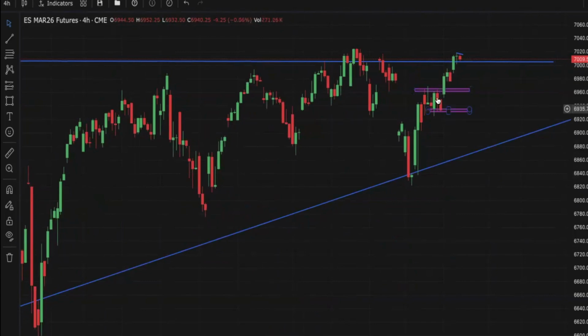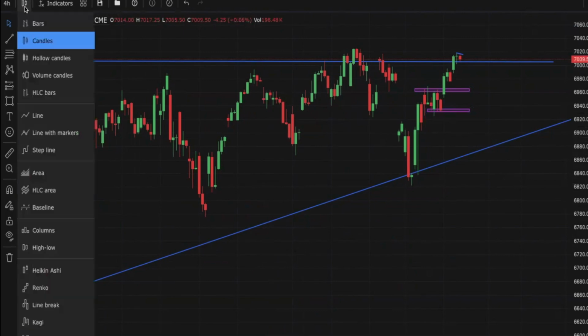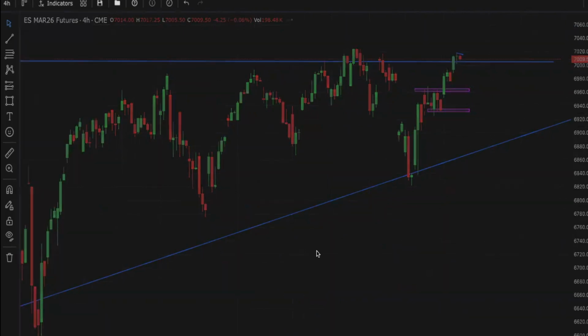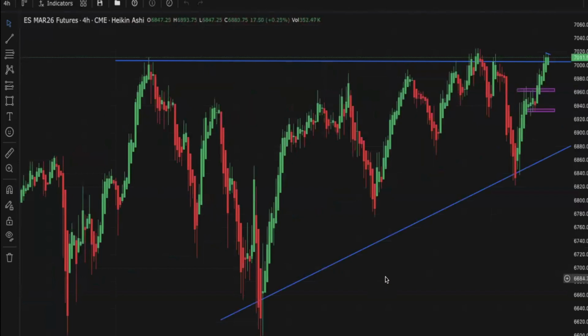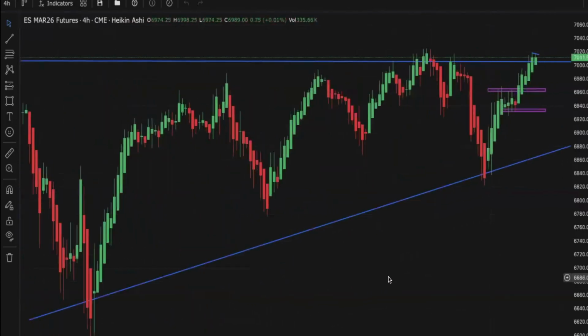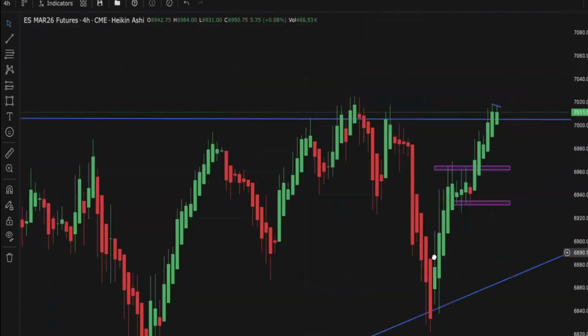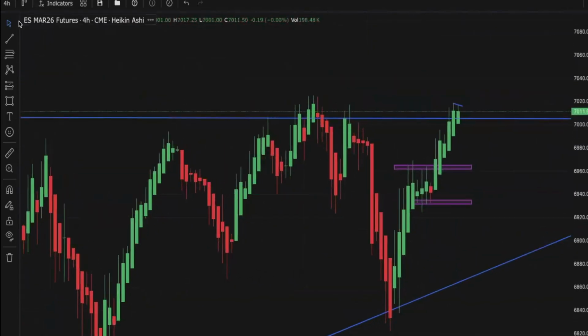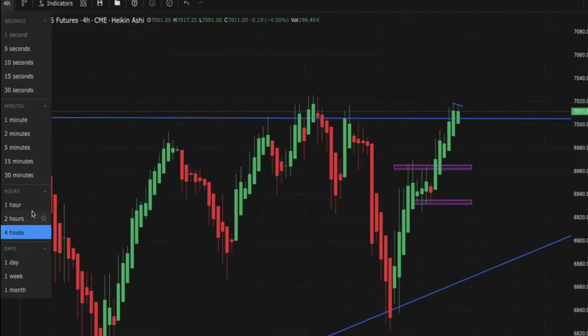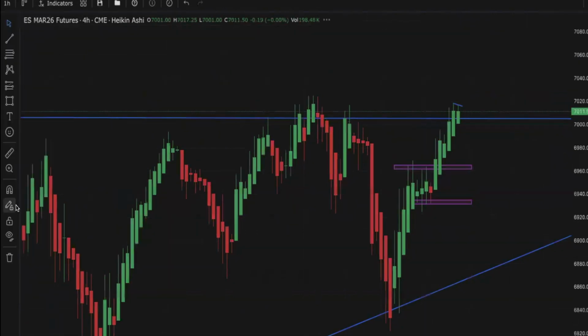So over here would be a strong area to retest. Okay, so let's go back to Ikanashi. Let's go to 1 hour. Usually that's my favorite.